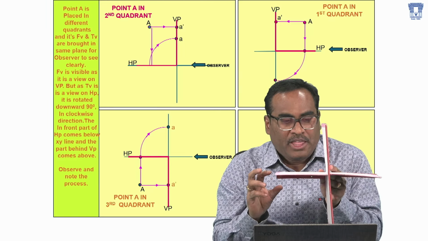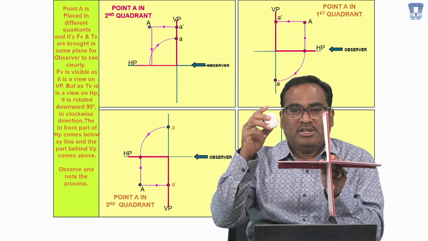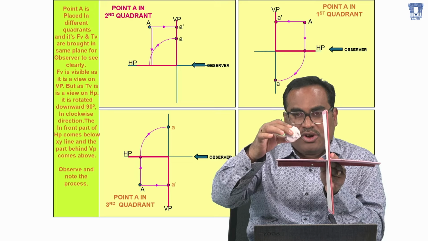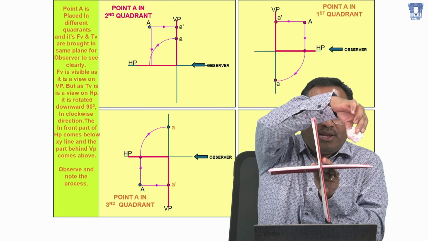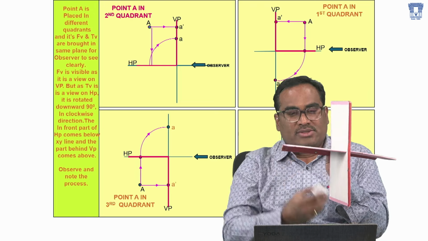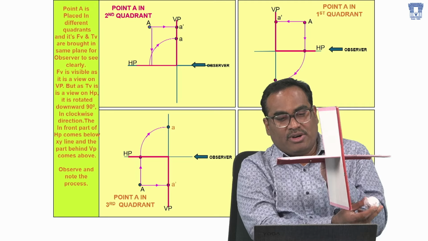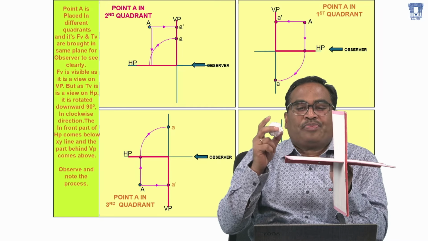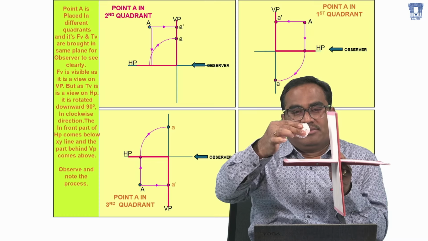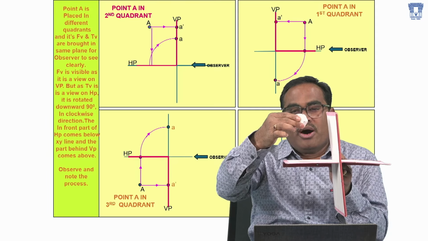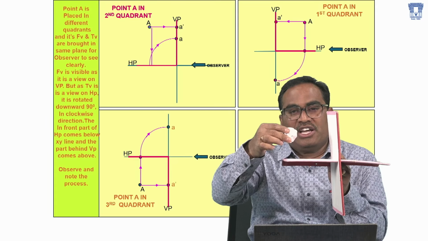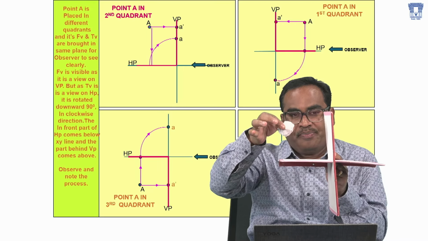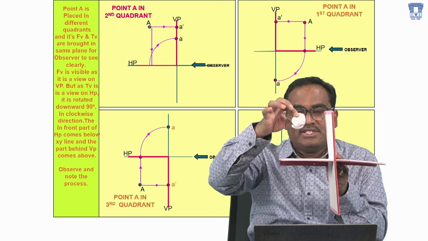Suppose you want to keep a point; let us take a small ball. If I keep a point here, the point is in the first quadrant. If I keep it here, the point is in the second quadrant. If I keep it here, the point is in the third quadrant, and here the point is in the fourth quadrant. Now, how do you define a point? Let us say a point is here: the point is above the horizontal plane, above HP, and in front of the VP. This is how you define a point in the first quadrant.